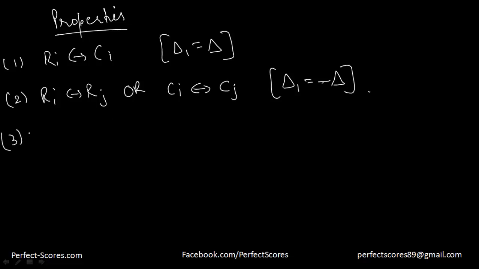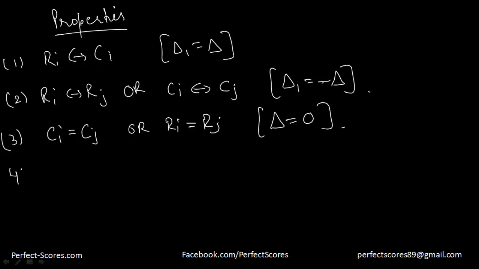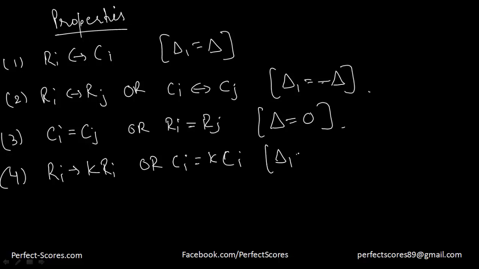The third property stated that if any two rows or any two columns of a determinant are the same, then the value of the determinant is equal to 0. And the fourth property was that if you multiply a row with k, or you multiply a column with k, the value of the determinant will get multiplied by k.